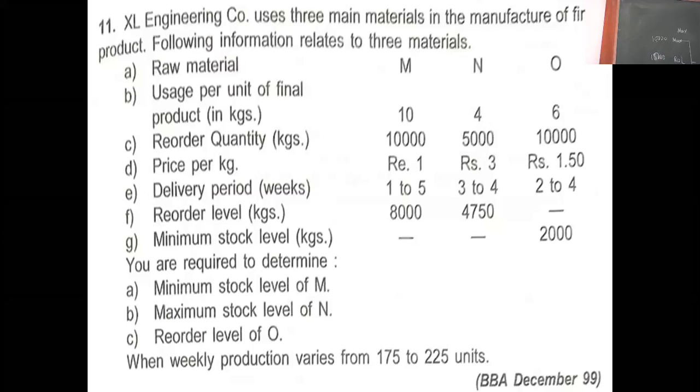Total is not given, one unit information is given, therefore you have to calculate the total. You see here, when weekly production varies from 175 to 225, weekly you produce a minimum of 175 units and a maximum of 225 units. To produce 175 units minimum, what is the first quantity required?